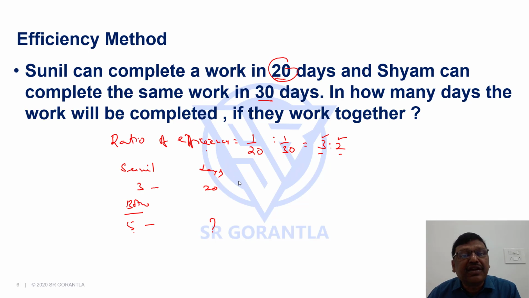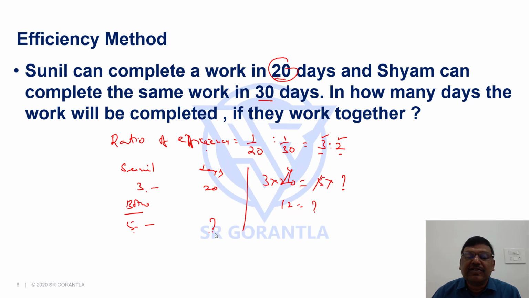Whenever two variables are in inverse proportion, their product is constant. So 3 into 20 must be equal to 5 into whatever we have to find out. Let's say 5 into x. So the answer is 12. So they take 12 days. So this is the third approach. The basic point here is that efficiency and number of days are inversely related, right? So like this we can approach the question in 3 different ways. Thank you.